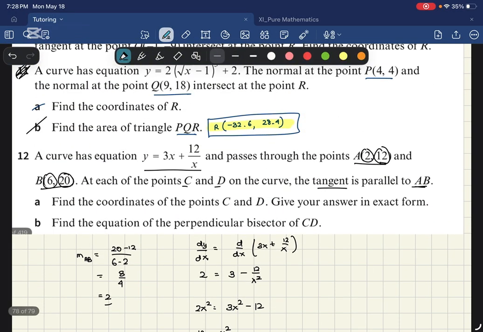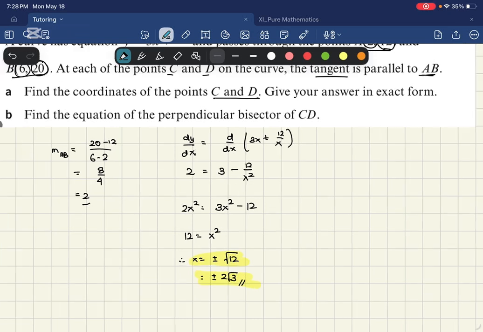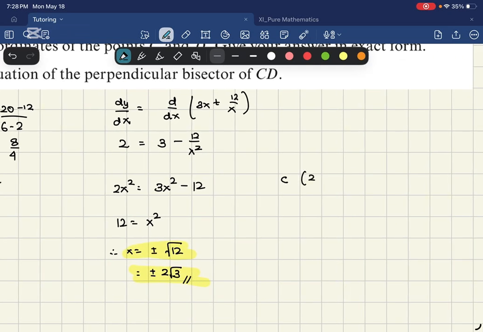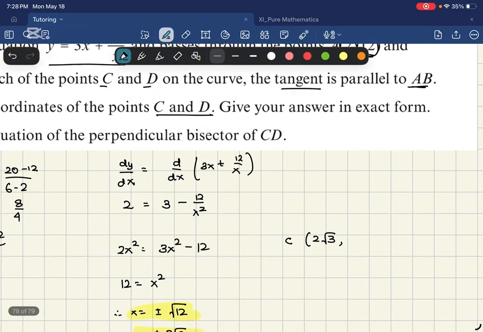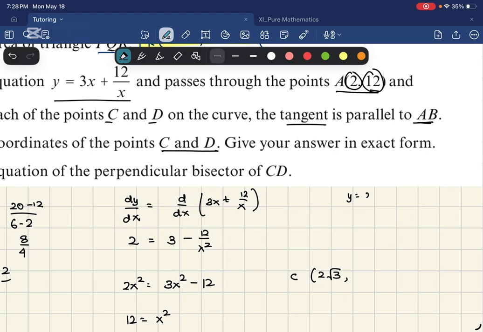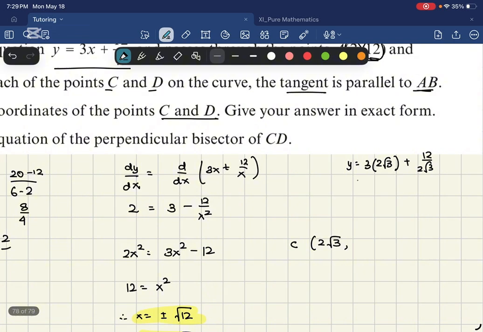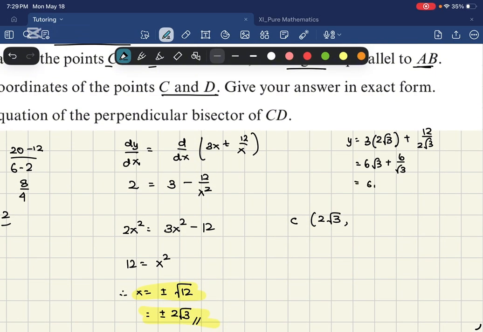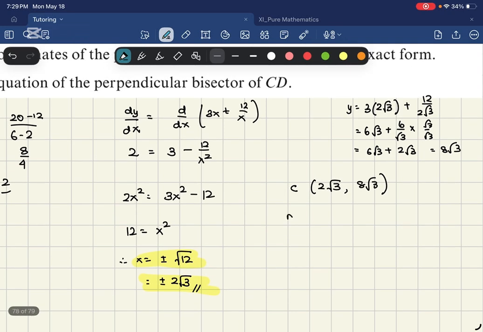All right. So it says find the coordinates of the point C and D. So let's just say C has the coordinate positive 2 root 3. And if I substitute positive 2 root 3 into this equation, right? So y is equal to 3 times x, which is 2 root 3, plus 12 over 2 root 3. So if you simplify this, you're going to get 6 root 3 plus 6 over root 3. That is going to be 6 root 3 plus, if I multiply and divide by root 3, I'm going to get 2 root 3, I believe. That is going to be 8 root 3. That is one value. So 2 root 3 comma 8 root 3, that is going to be my point C.